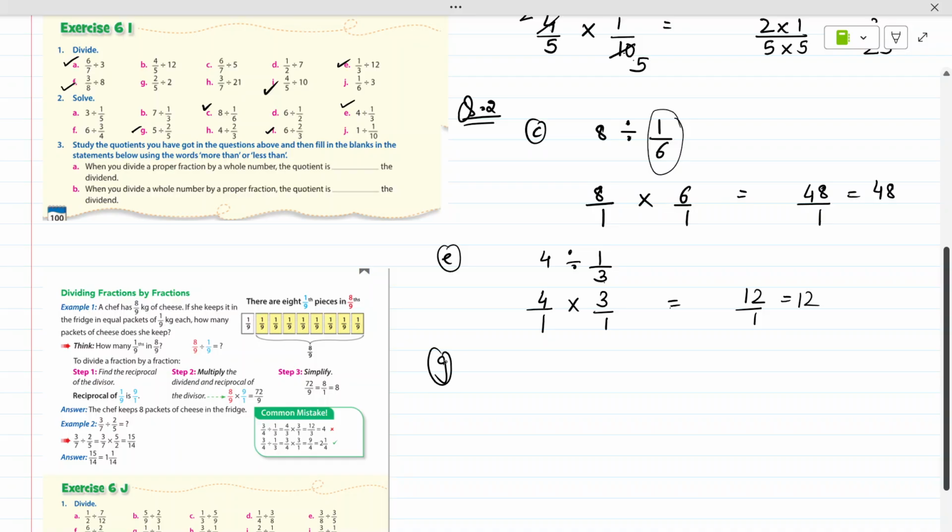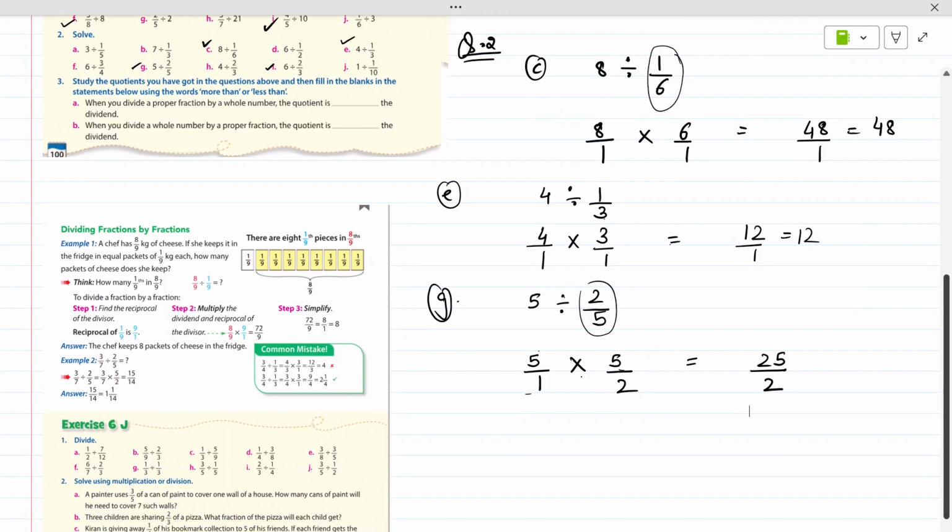Now I'm doing the G part. Here we have 5 divided by 2 by 5. So 5 by 1 and then multiply. When we are multiplying, do the reciprocal of 2 by 5, which is the divisor. So this will be 5 by 2. This does not have a common factor. This does not have a common factor. Across also they do not have common factors. So multiply the numerators, multiply the denominators. Easy.